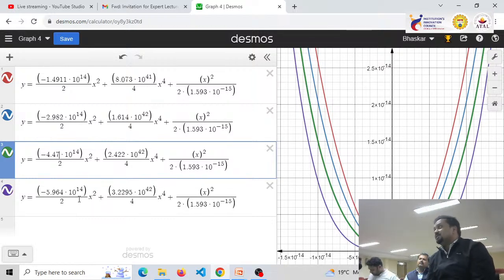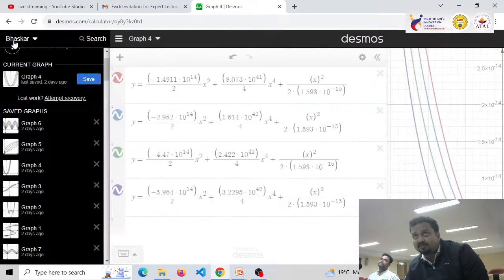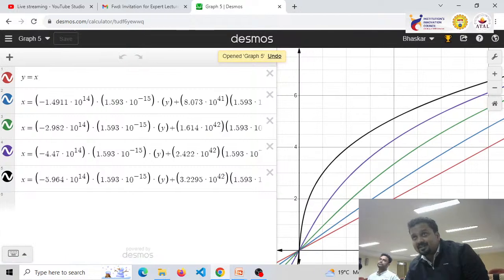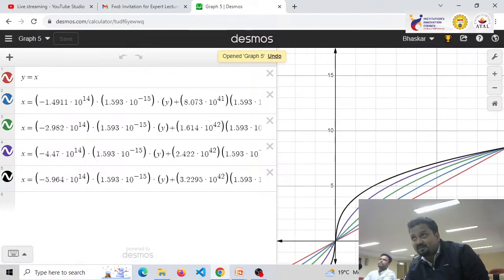Now, if somehow I get Vd, the voltage drop across the dielectric, more than the supply, that becomes an interesting case. And that interesting case is possible only when there is the presence of negative capacitance. Without that, it is not possible. So let me move on to graph number 5. This is my graph number 5.